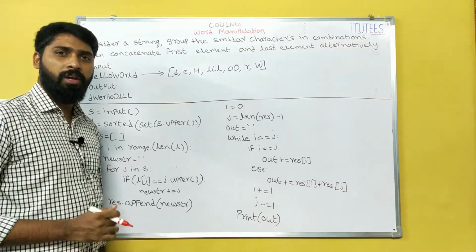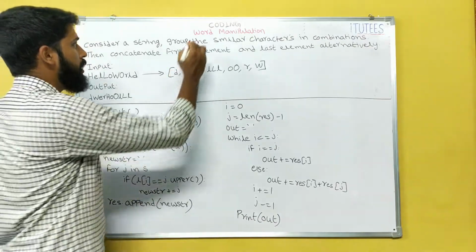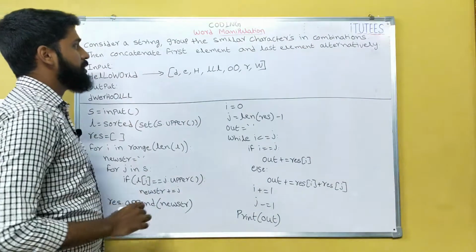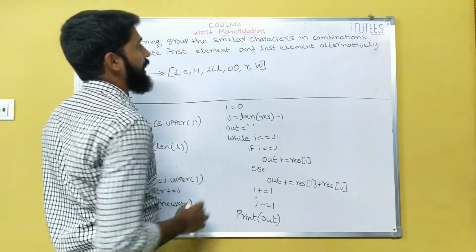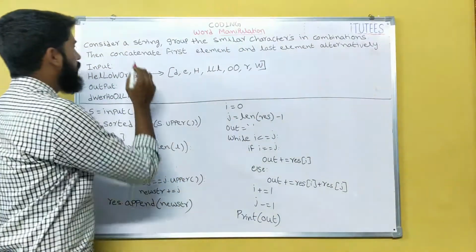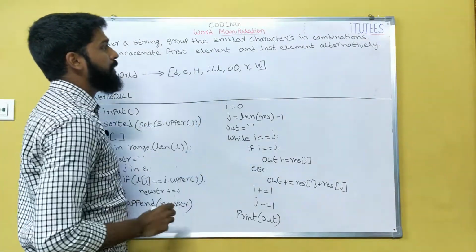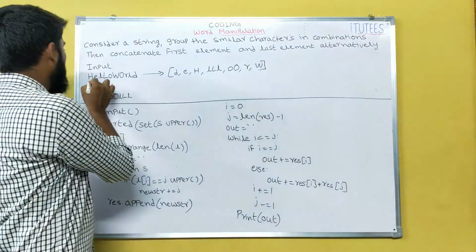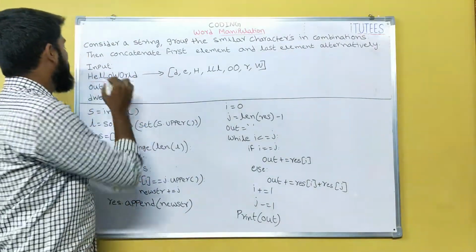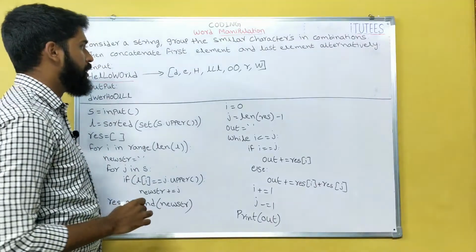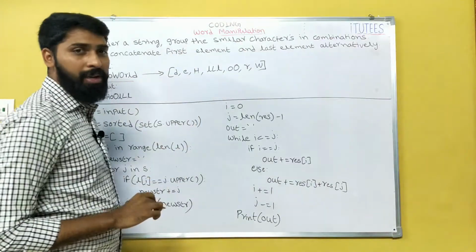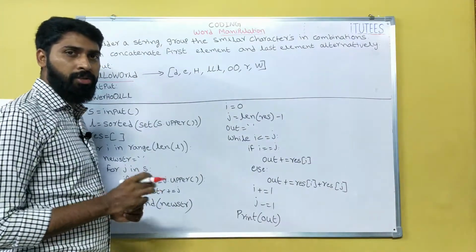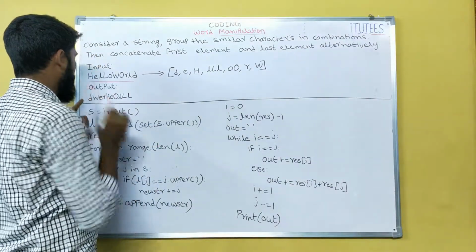So now we are going to solve one coding question. Word manipulation. Consider a string, group the similar characters in combinations that concatenate first element and last element alternately. For example, this is the string: "hello world". Group the similar characters means first we are going to do the sorting. Why? Because of the output.